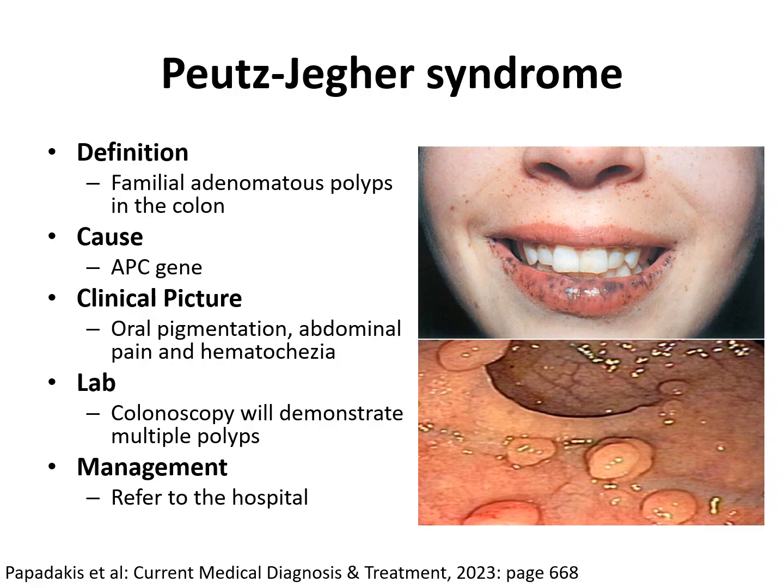And then the last of the causes of abdominal pain and hematochezia is a rare condition known as Peutz-Jeghers syndrome. This is an inherited condition. The other name for Peutz-Jeghers syndrome is familial. It runs in families. It's adenomatous polyps in the colon. The cause is an abnormal gene mutation.